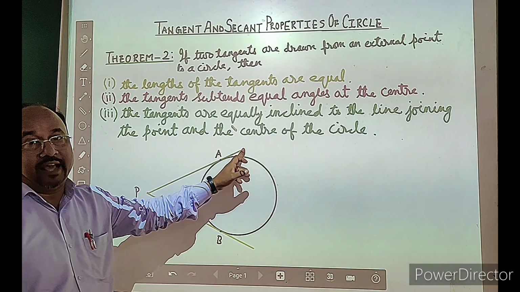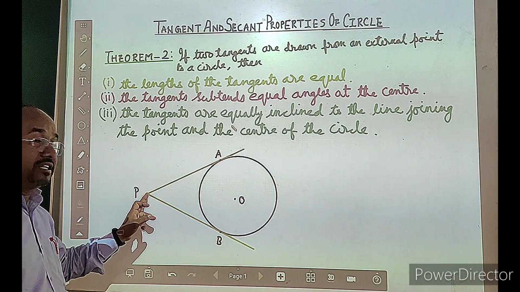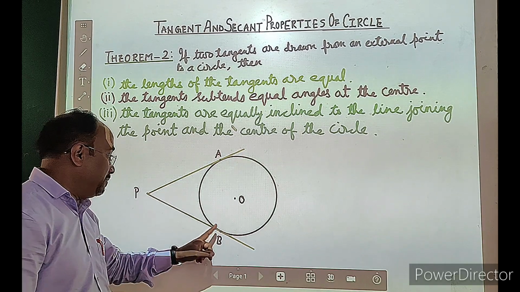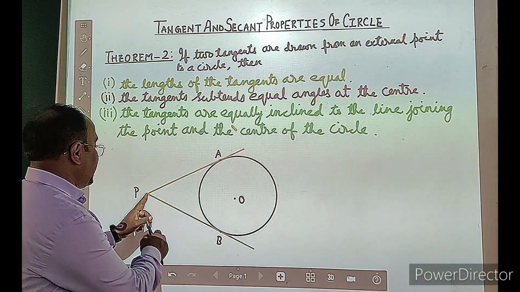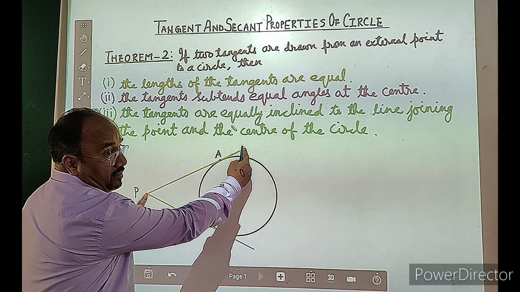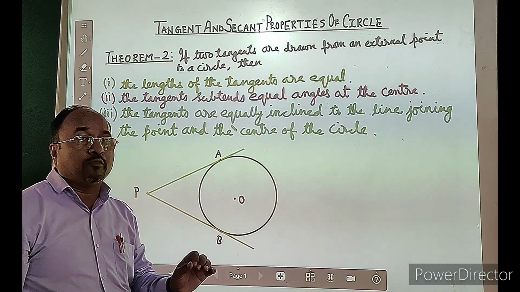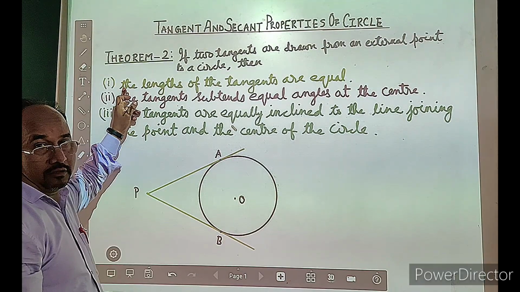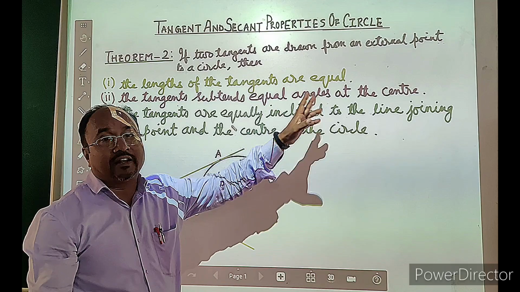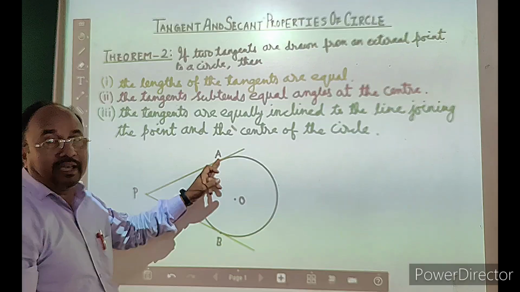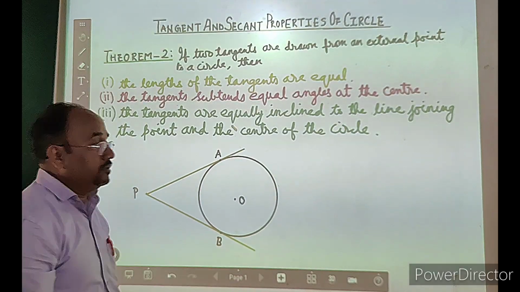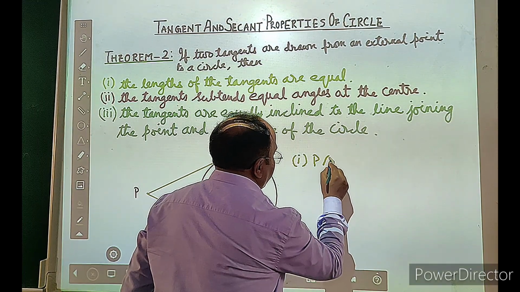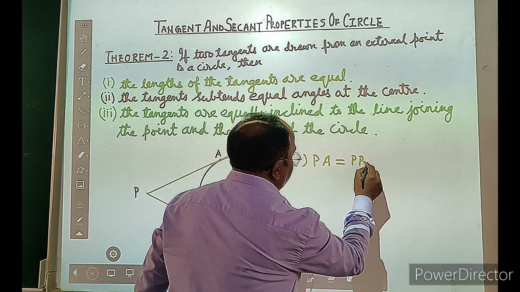This entire line is a tangent, but the length of the tangent is from P to A. PA is the length of the tangent, same way PB is the length of the tangent. Never take the length of the tangent from this point to wherever you draw it. The meeting point of the circle, till that point from the external point, is your length of the tangent. The first part: the lengths of the tangents are equal. It means the lengths PA and PB are equal. So, according to the first part, PA and PB are equal.